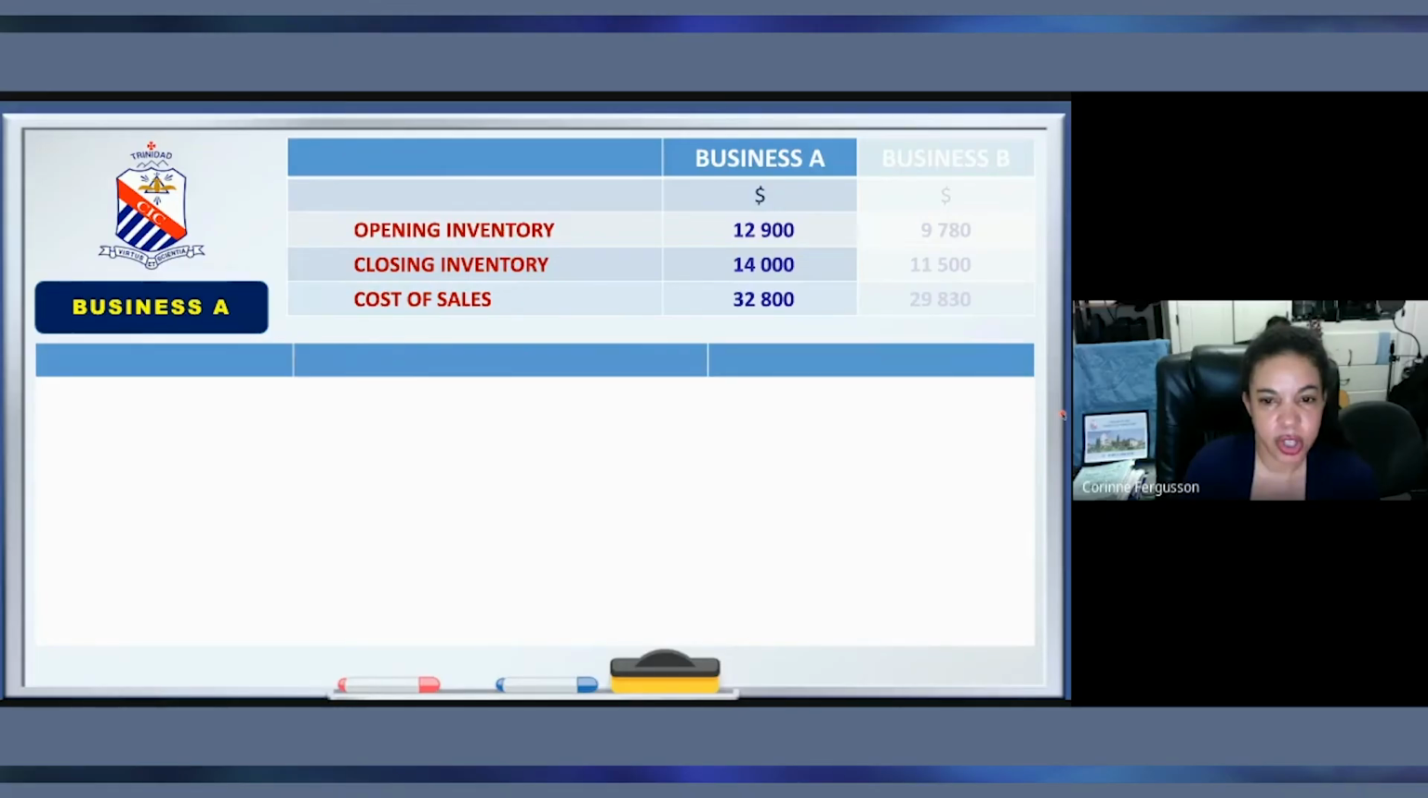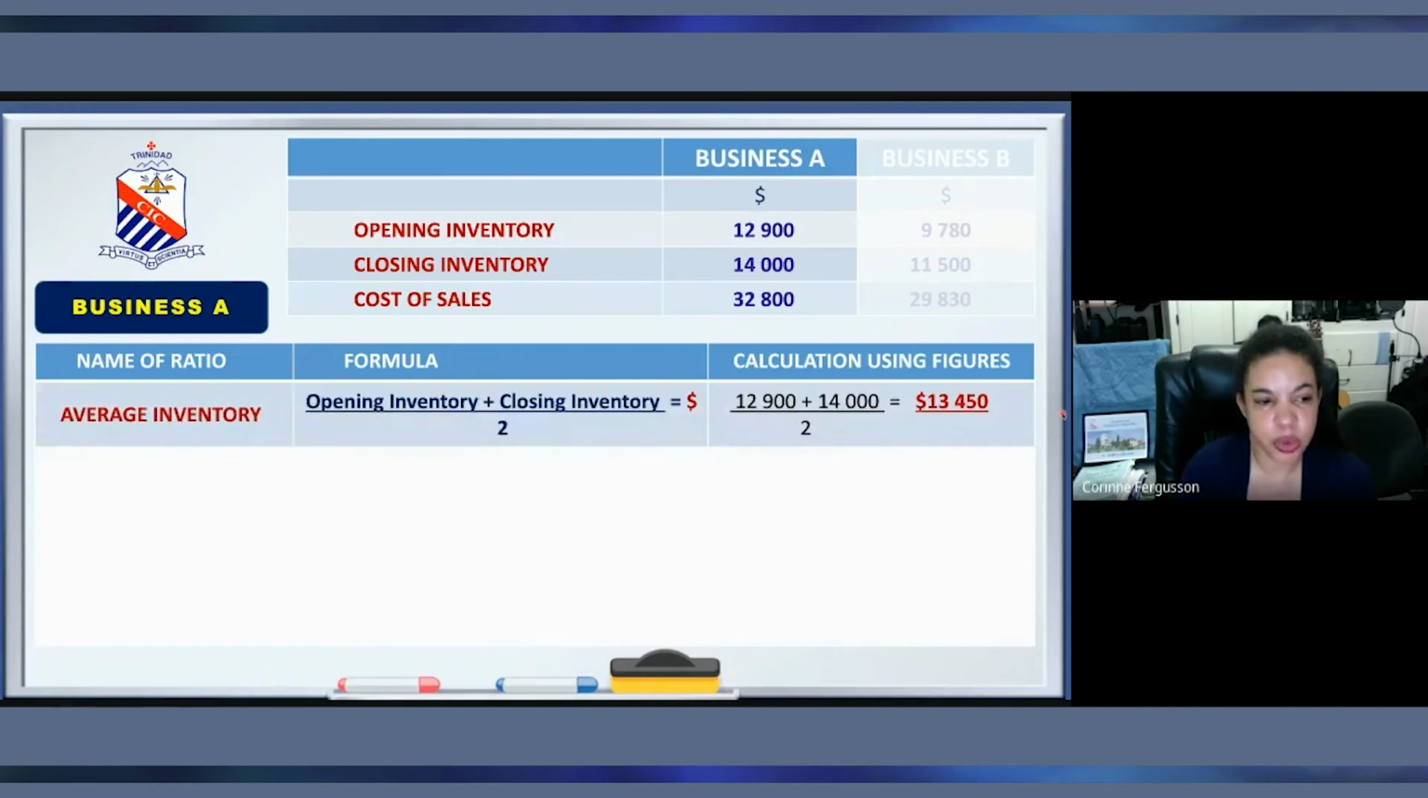Okay, so now we have the solution for business A, and we will look first. The first thing you would have had to do is to calculate your average inventory, which is your opening inventory plus your closing inventory divided by 2. Here you have your figures on top here. 12,900 plus 14,000 divided by 2, and that gave us an answer of 13,450.